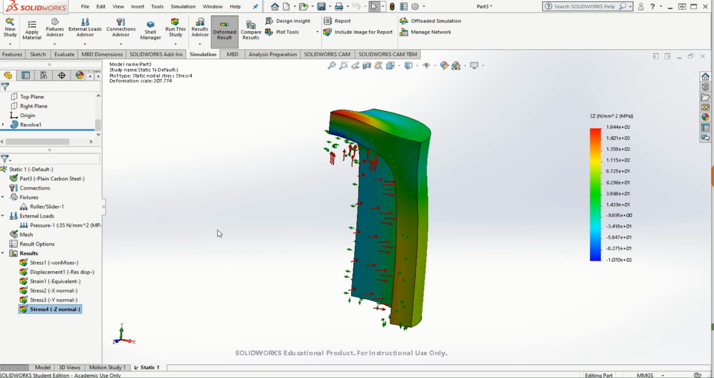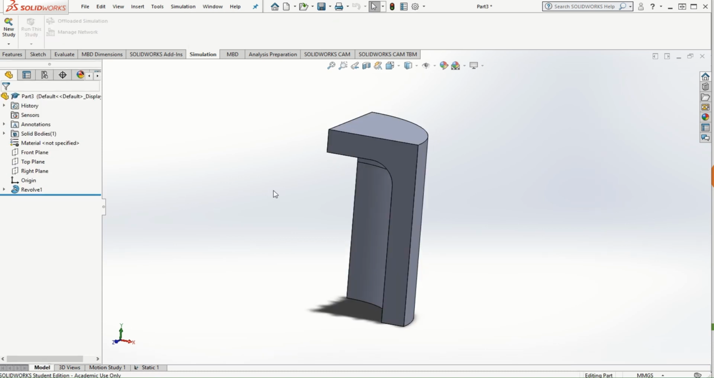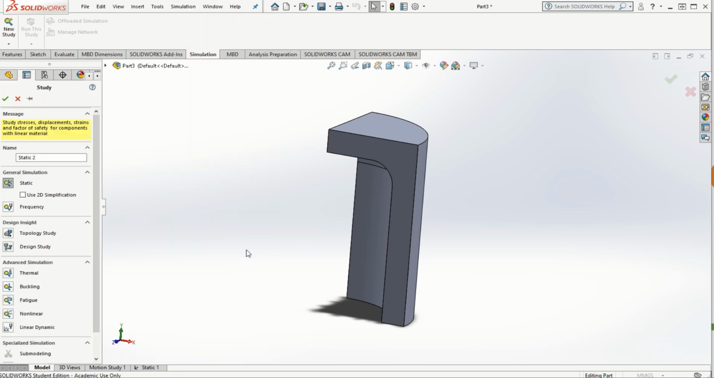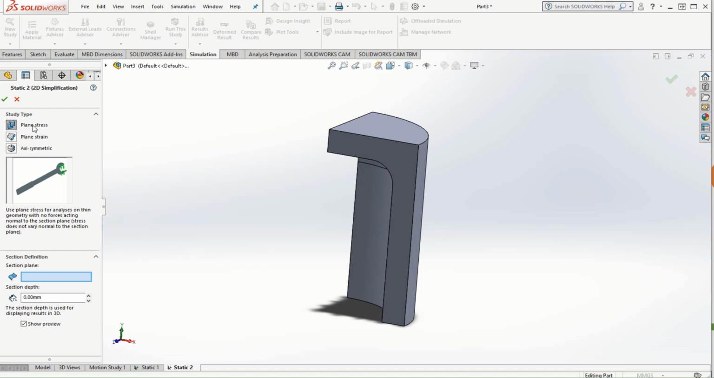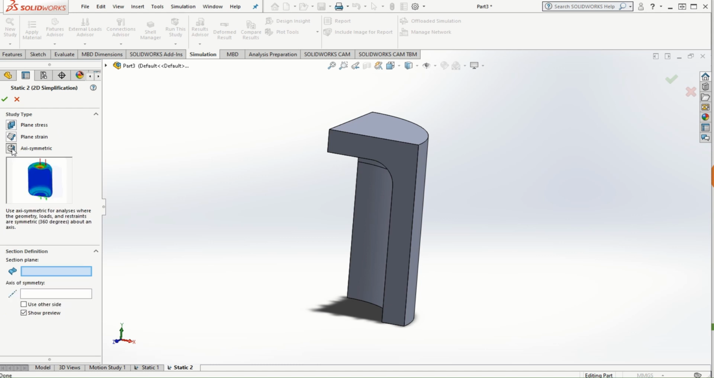All right, so that's the solid model. Let's take a look at the surface body model now. So I'm going to go back to the model, and let's take a look at the simulation study. This time I'm going to use the 2D simplification. If I use the 2D simplification and click on the check mark, remember we have been doing plane stress for some of the previous surface body problems. This time I'm going to use an axisymmetric model. Okay, so we can use a 2D surface body for the axisymmetric condition.